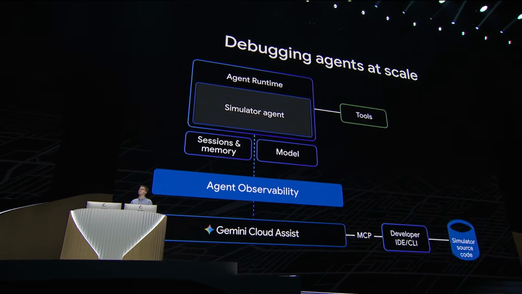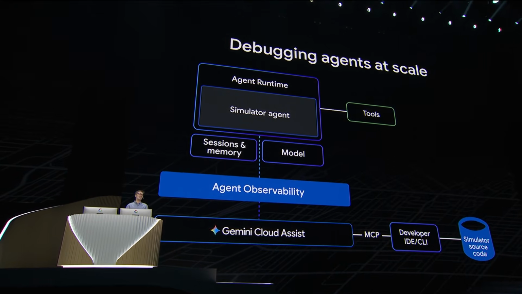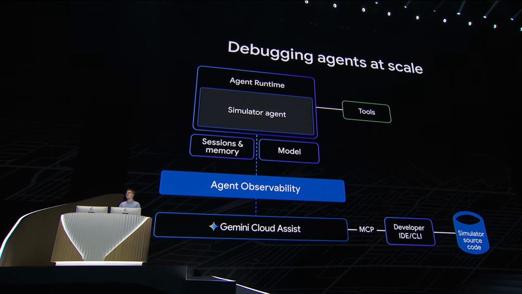We will use agent observability and the Cloud Assist investigations agent to dig into a simulation agent error on agent runtime. We will find and isolate the root cause of the error. Then we will deploy a proactive fix, all with natural language.